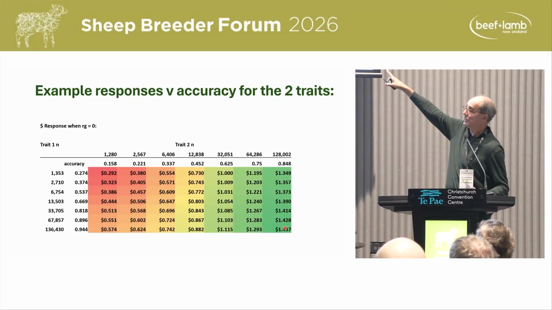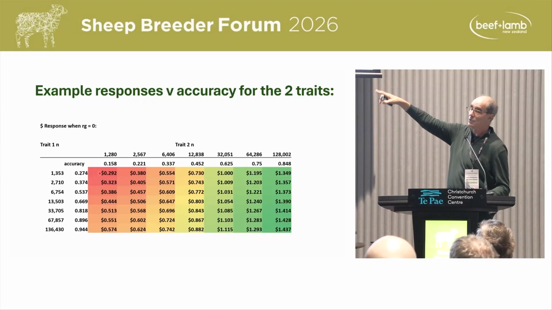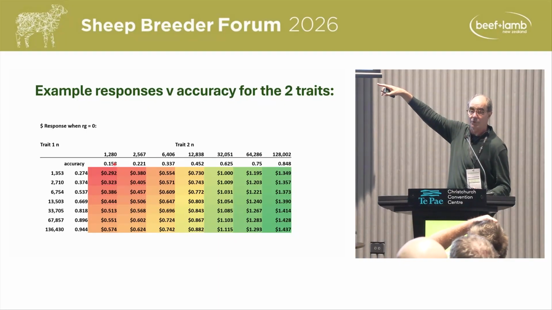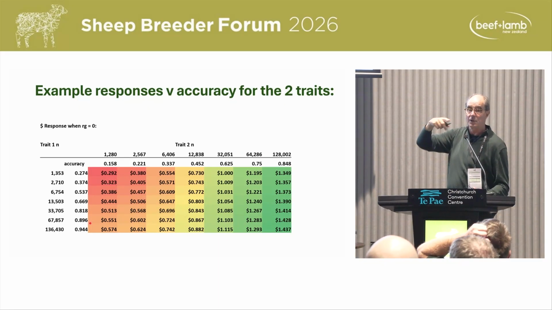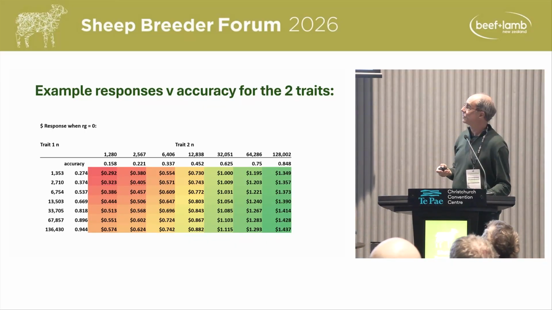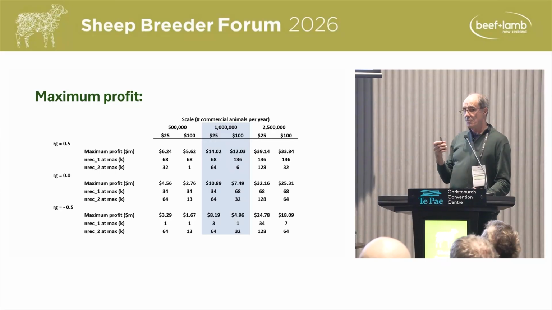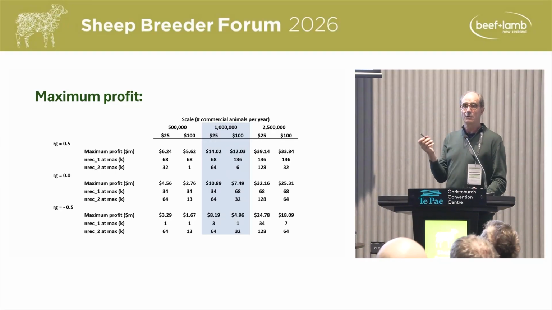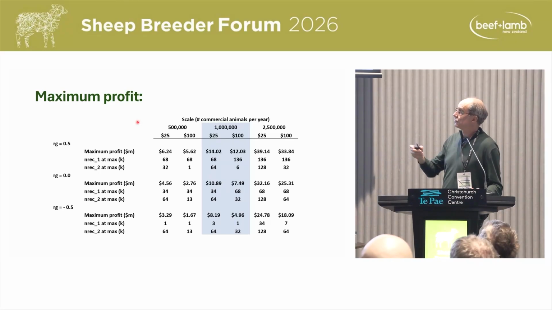So that's all I've done is vary the accuracy for the two traits, work out how much response is possible, that's the number in the coloured cells, and then because I know the numbers of animals that are being recorded to get the accuracy, I can calculate the phenotyping cost. How much did it cost me to get that accuracy? And from that and the size of the population, I can then work out, well, how much money am I making? What's the returns and what's the cost?